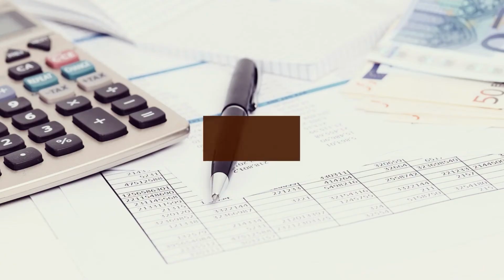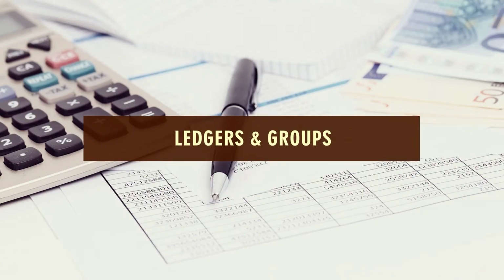Let us first discuss what is a chart of accounts. A chart of accounts is a list that depicts the accounts that a business uses to store and record transactions in its books of account. Tally ERP9 software divides this chart of accounts into two parts, ledgers and groups.